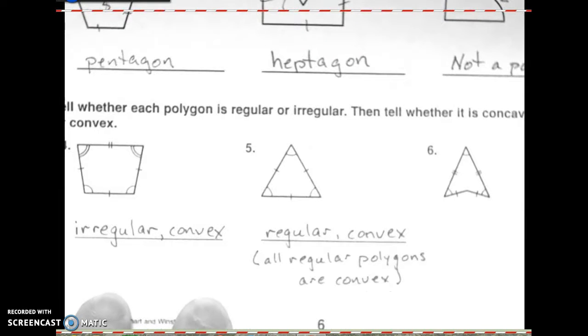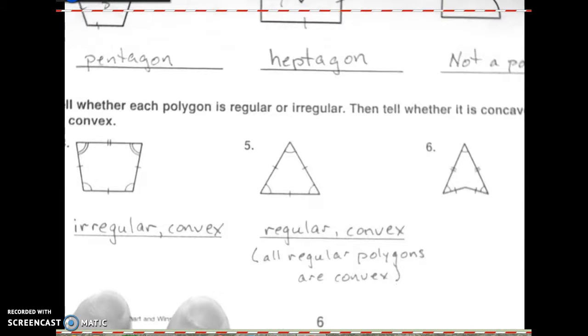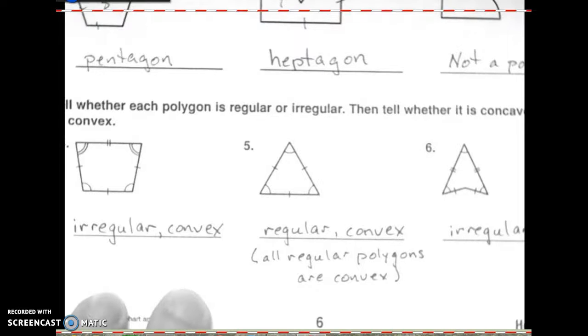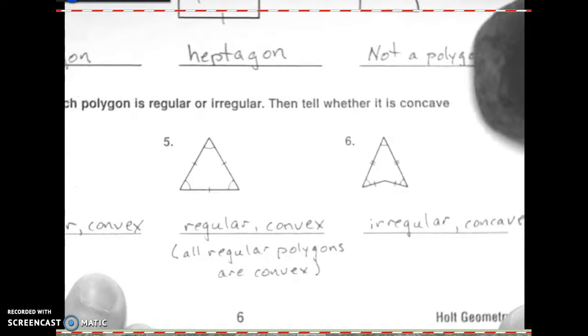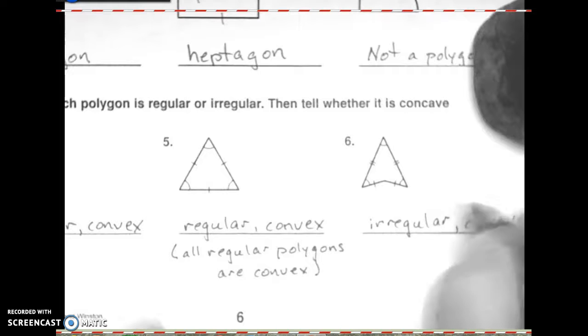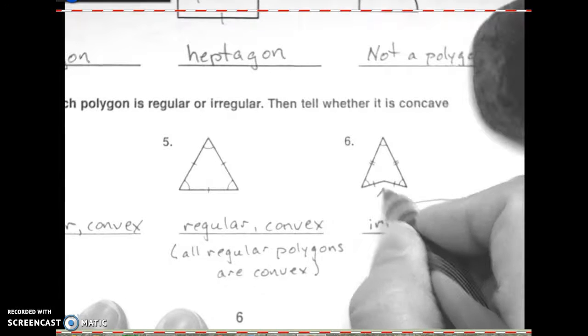And if I look at the last question on the page, I've got a polygon. I've got 2 different side lengths involved, single tick marks, double tick marks. So it is definitely irregular. And notice that it's got a dent in it or a cavity in it. It's concave because of this section here.